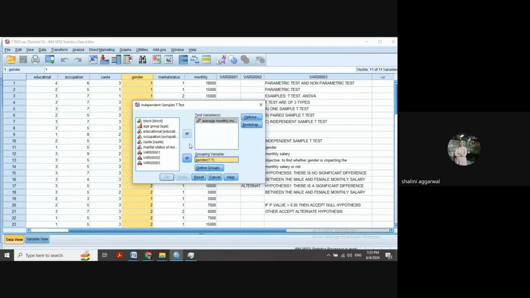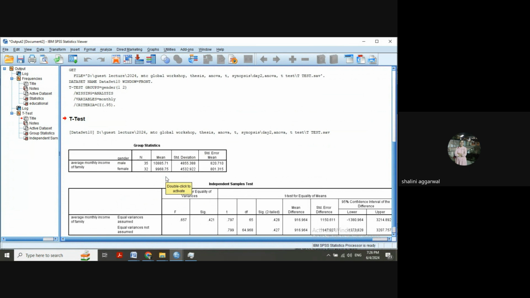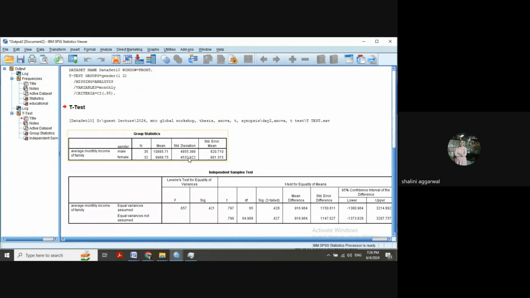So we were talking about here. Okay, यहाँ पर what we have done is the test variable is the dependent variable it is asking for, and the grouping variable is gender. So you have to define groups here. 1 is for male and 2 is for female. Click Continue and Continue. So these are the results that you get over here. These are the two tables that we get.